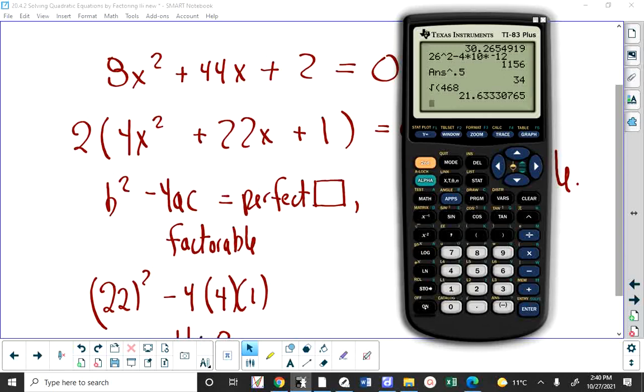By the way, I know there's going to be solutions. If you stop, no, I don't yet. I shouldn't say that. Let's graph it. I have 2x squared, 4x squared, plus 22x, plus 2. I'm going to try zoom standard first. Well, yeah, there's X-Intercepts.